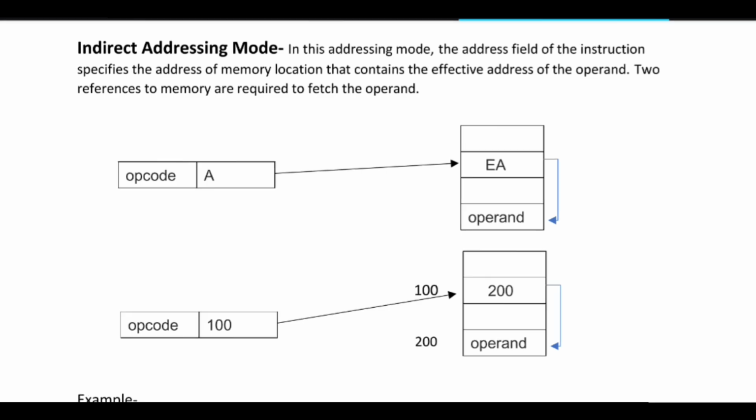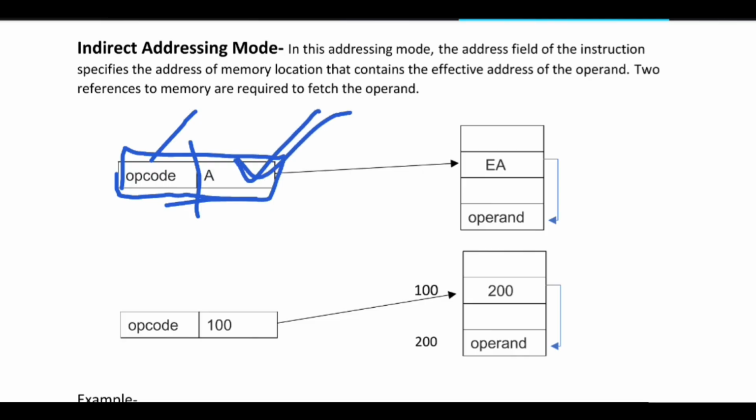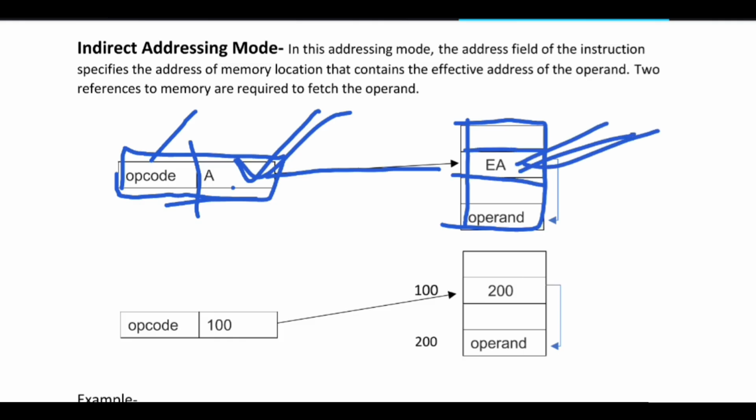In indirect addressing, this is the instruction format. This is the opcode and this is the operand. It is not the operand's address, it is the address of a memory location. This is a memory and this is a memory location. From this location we get the address of the operand.